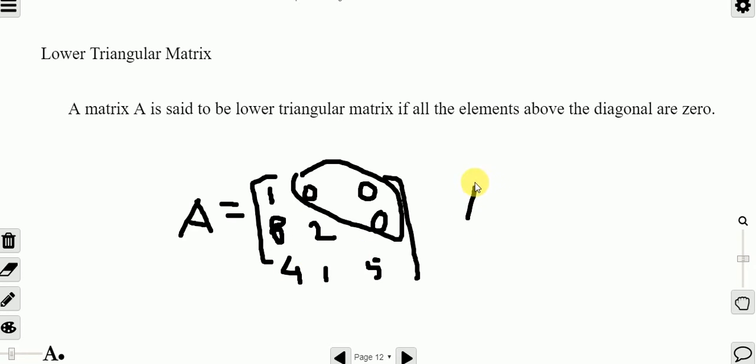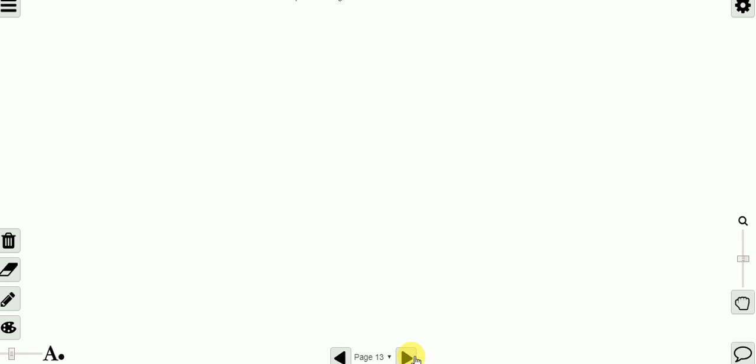Okay, let us write down a 2 cross 2 lower triangular matrix: 1, 2, 3, and this element being 0 because it is above the diagonal. All the elements below and on the diagonal are non-zero. So this is known as a lower triangular matrix.